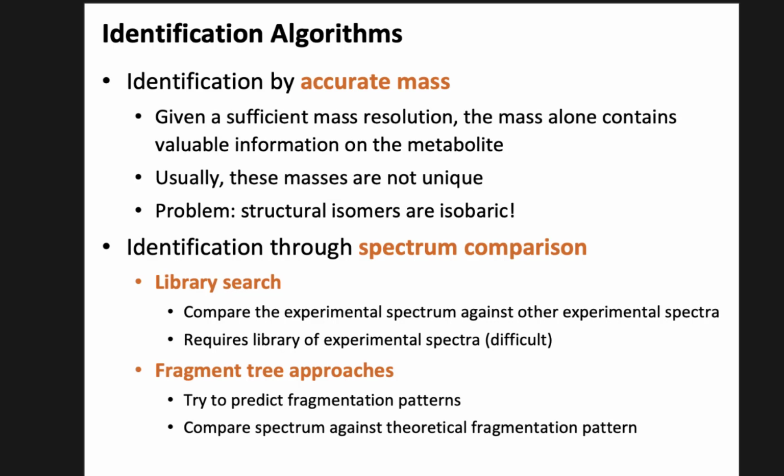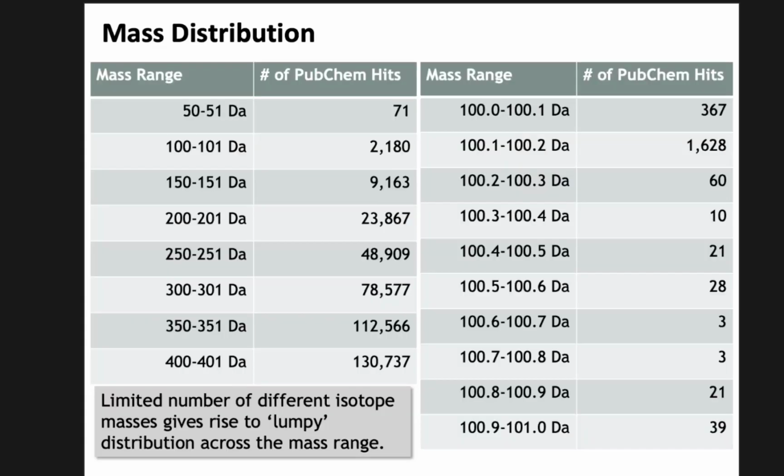There are different ways to generate these candidate lists, and the easiest way is through accurate mass, but you can go via spectra as well, and there are fundamentally two ways to do that. You can compare experimental spectra to experimental spectra, or in a similar way that we did database search, you can compare experimental spectra to theoretical spectra, or as we are going to see in a minute, so-called fragmentation trees. So let's start by looking at accurate mass search.